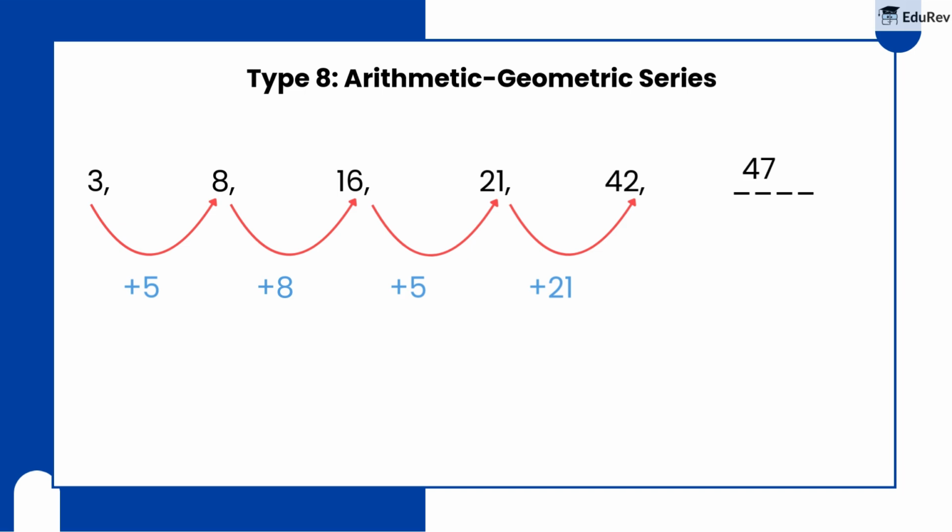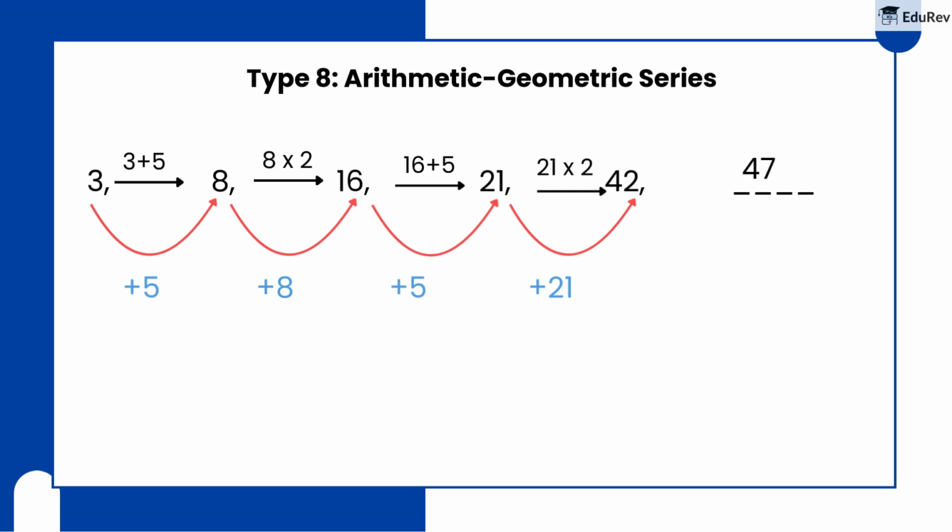Let's look at the operations between each step. How do we get from 3 to 8? We can add 5. How do we get from 8 to 16? We can multiply by 2. Let's see if this repeats. How do we get from 16 to 21? Add 5. It works. How do we get from 21 to 42? Multiply by 2. It works again.